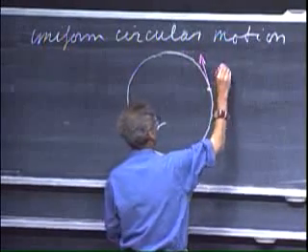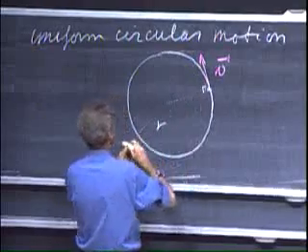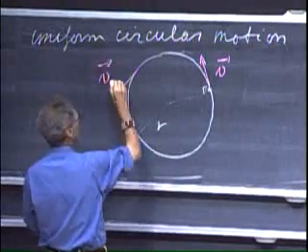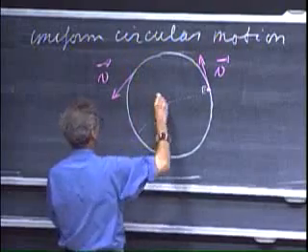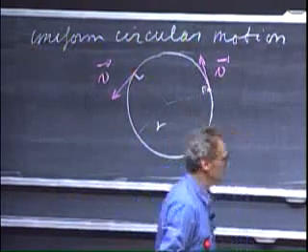When the object is here, this is the velocity. It's a vector, perpendicular, and later in time when the object is here, the velocity has changed, but the speed has not changed.